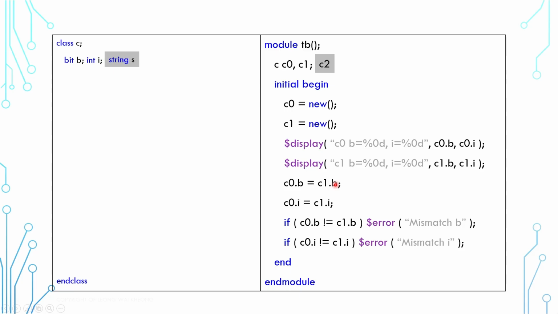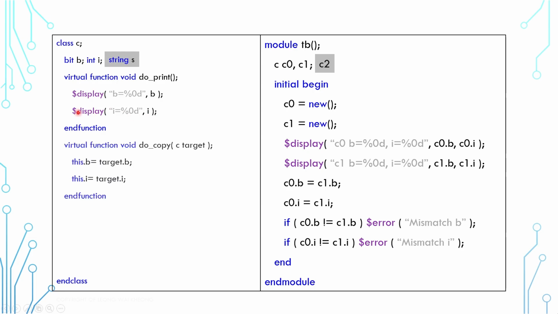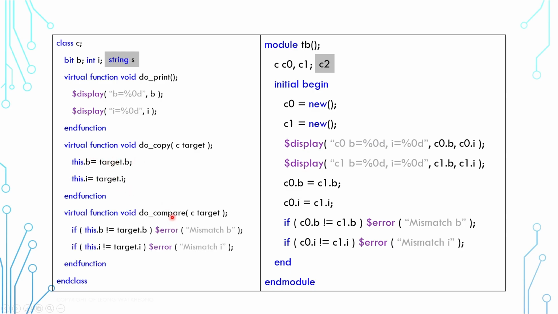As I was saying, it is actually a good idea to have functions or tasks in the class to help to manage the data. And this is a doPrint function which prints the value of b and i in the class. And this is a doCopy function where given a target, it copies the value of b and i from the target to this class object. And this is a doCompare function where given a target, it compares the values of b and i between the target and this class object.